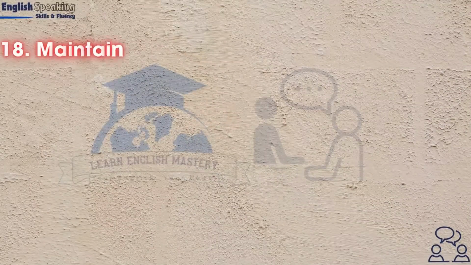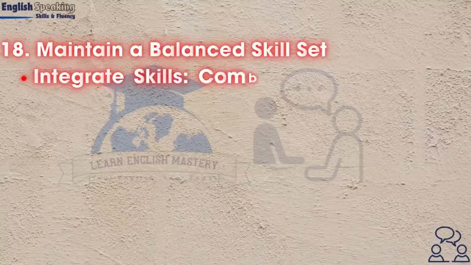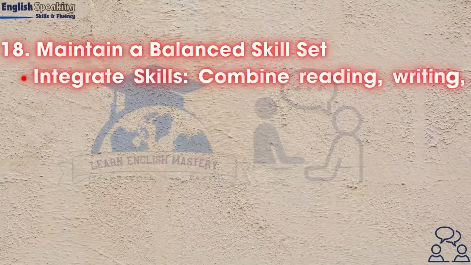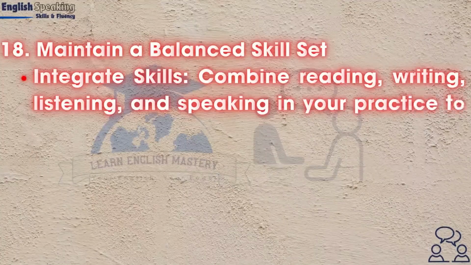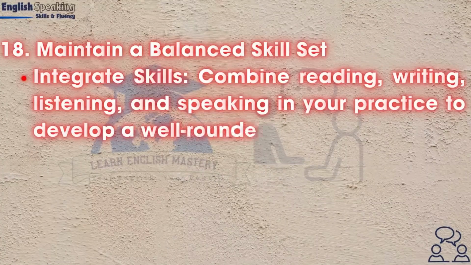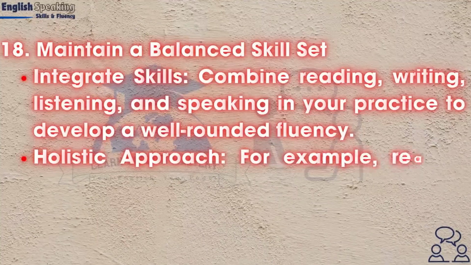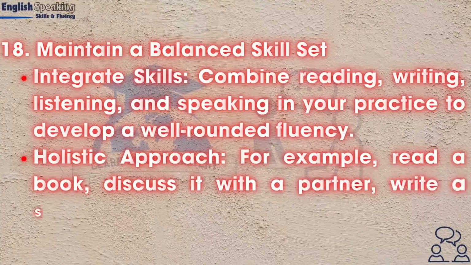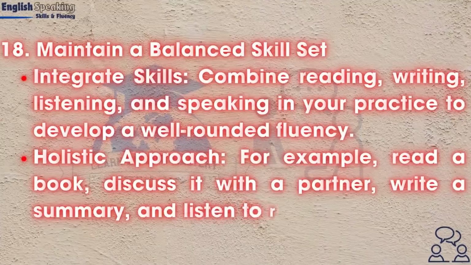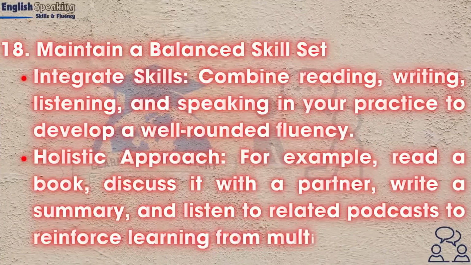18. Maintain a balanced skill set. Integrate skills. Combine reading, writing, listening, and speaking in your practice to develop a well-rounded fluency. Holistic approach. For example, read a book, discuss it with a partner, write a summary, and listen to related podcasts to reinforce learning from multiple angles.